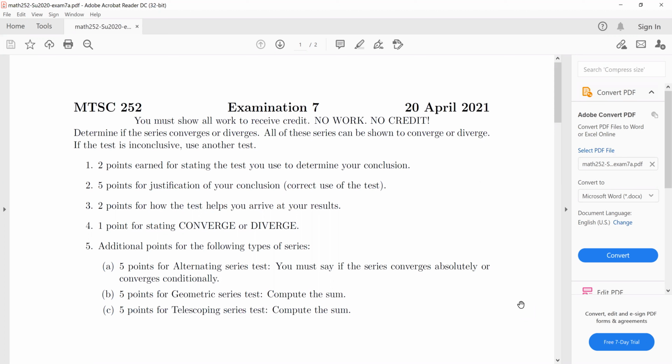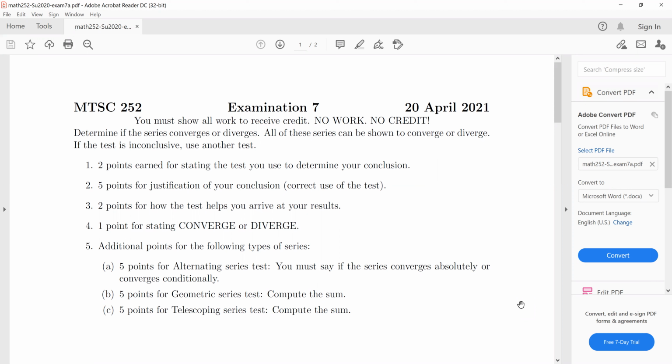5 points for justification. So all that work that we just did, showing that rho is equal to the limit of whatever, all of that is the justification, showing why your test gives you the correct use of the test. 2 points for showing how the test helps you arrive at your results. That means if the test you get to rho is equal to 0.5, then you say it is less than 1, it converges, then you will get 2 points for being able to show that you use the fact that rho was less than 1, and then you will get 1 point for saying that your final answer is to converge.